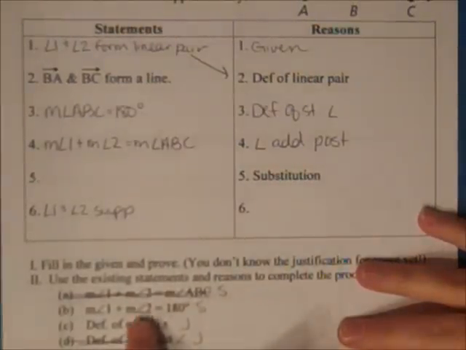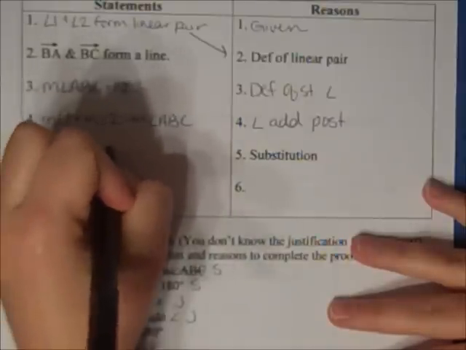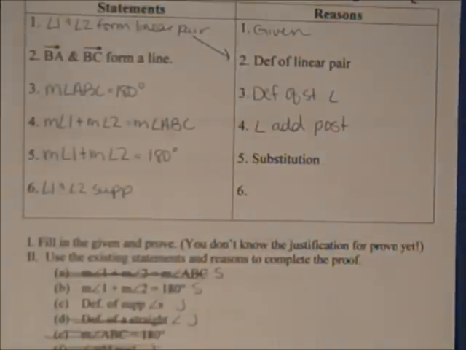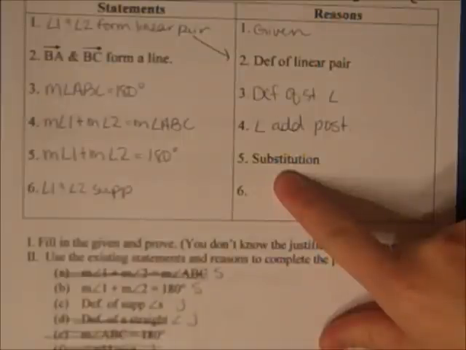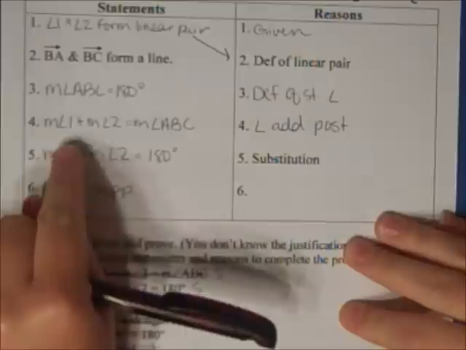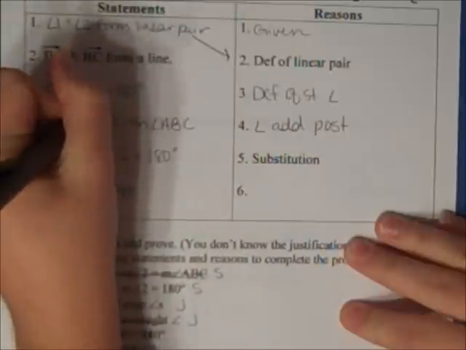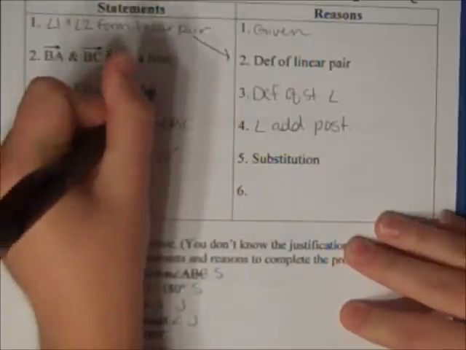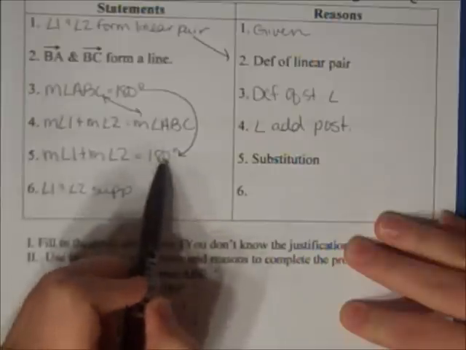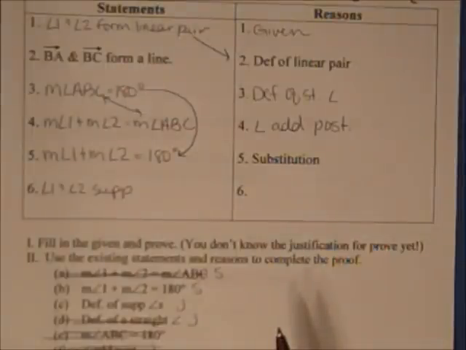Now, I only have one statement left, so of course it has to be measure of angle 1 plus measure of angle 2 is equal to 180 degrees. Now, let's see why they did that, and they already told me that this was substitution. We had this statement ABC equals 180. I know 1 plus 2 equals ABC. So I can swap out ABC and put the 180 in its place. 1 plus 2 equals 180 instead of 1 plus 2 equals ABC. So I substituted 180 for ABC there.